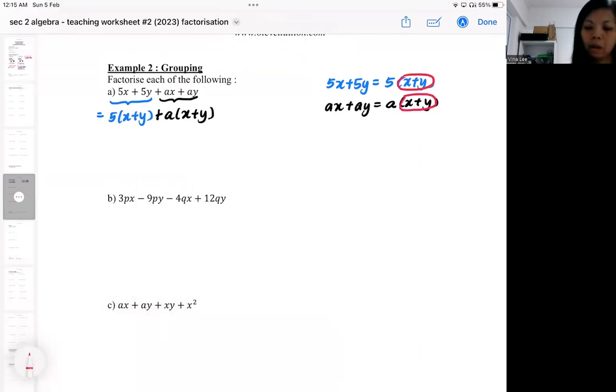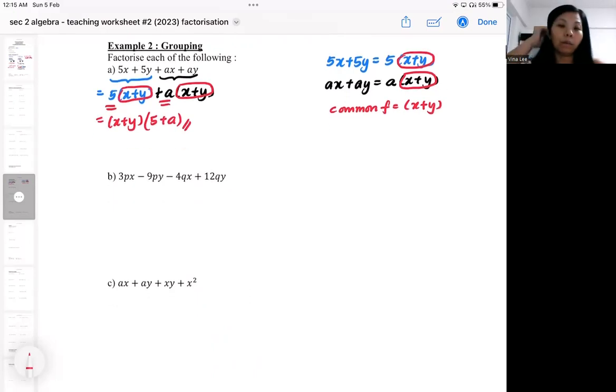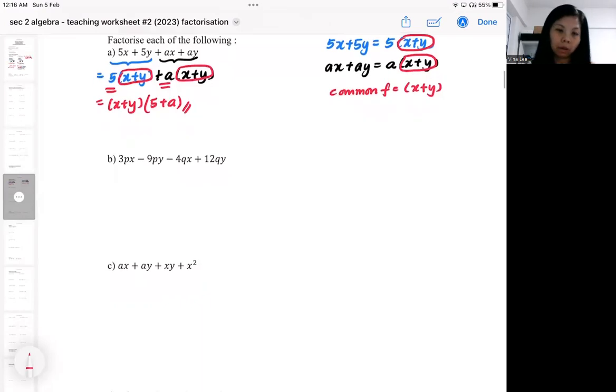So in your grouping, you must be able to group in such a way that you can see a bracket as a common factor. If your grouping doesn't lead you to a bracket as a common factor, then your grouping is wrong. So you will take out the common factor. You are left with 5 plus A. So your grouping must always end up with a bracket as a common factor. Otherwise, you got to regroup. There will be some instances we got to regroup.